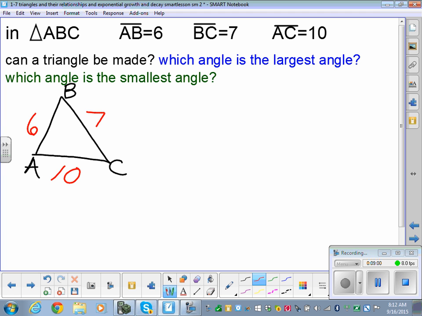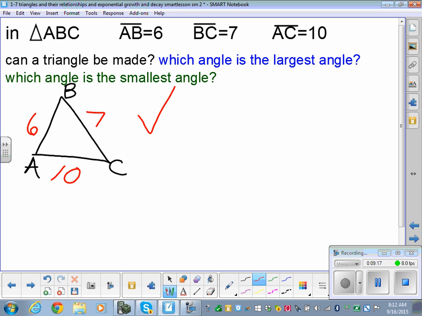Okay, 13. Is 13 greater than 10? Okay, we're good. 10 plus 7, 17. Is that greater than 6? Okay, we're good. 6 plus 10 is 16, which is greater than 7. So yeah, we know the sum of any two sides is still greater than the third side, so we can make a triangle out of this.